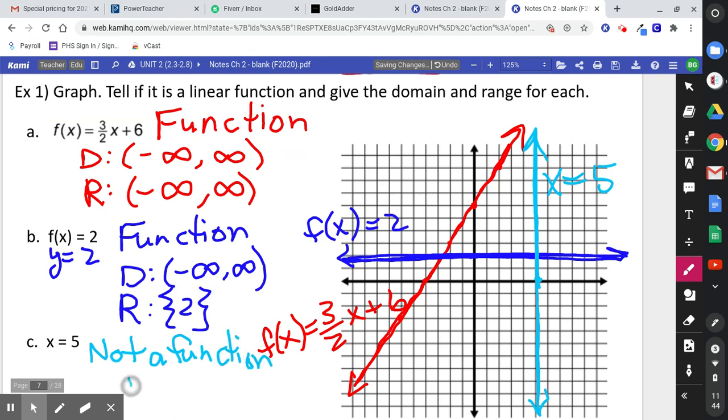The domain, it only touches one x number, x equals 5. That makes sense. Think about the equation. The range, though, is going to cover everything. That's all real numbers.